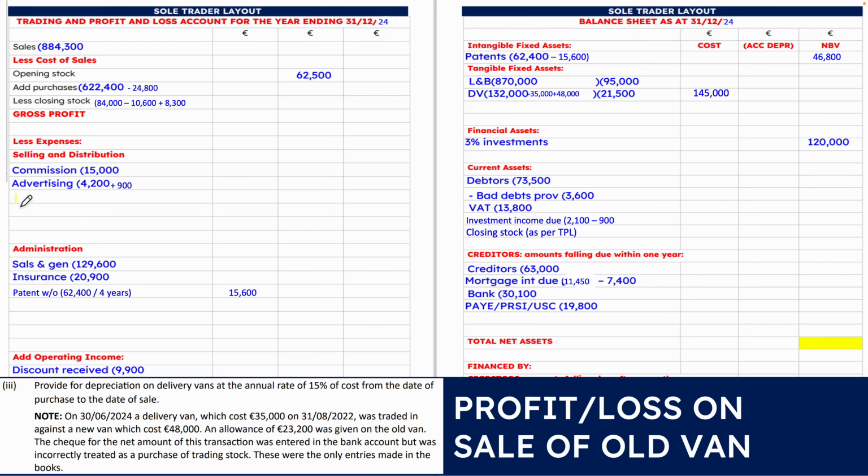Now, another thing we have to do is to work out the profit or loss on the sale of the old van. So profit or loss on sale of the old van.